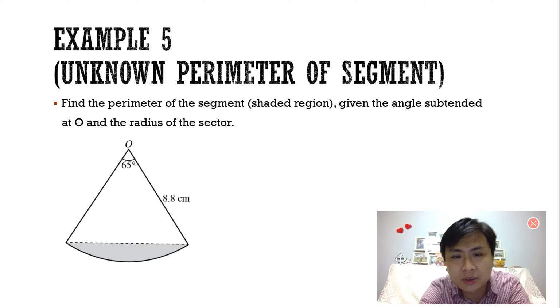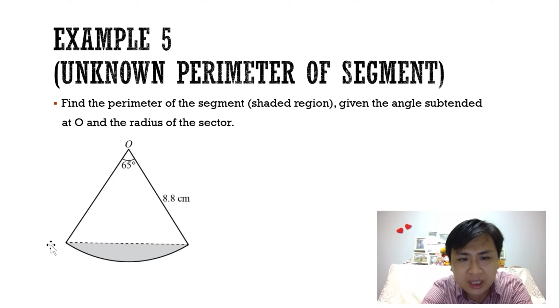Right now we have a sector over here, and the region over here is actually called a segment, which is divided by a chord of the circle. So when we have a segment, how do we calculate the perimeter?